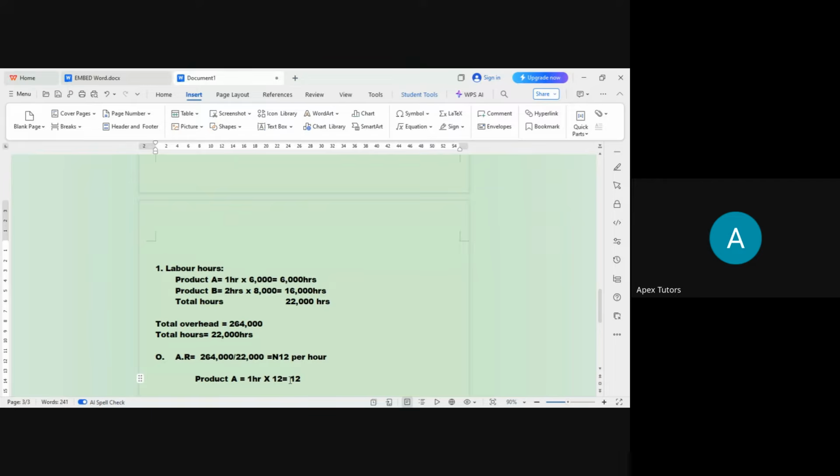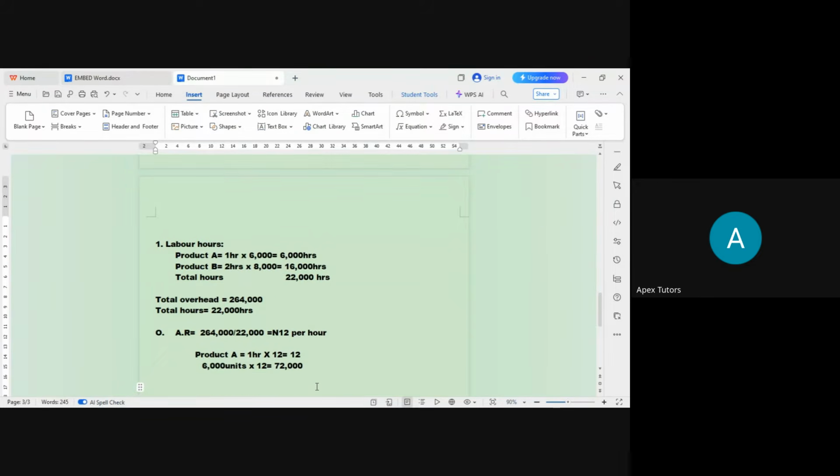So based on the 6,000 units that we are producing for product A, how much are we going to pay as total overhead based on the units? We have 6,000 units for product A. When you multiply 6,000 units by 12, we're going to have 72,000 as our overhead for product A.